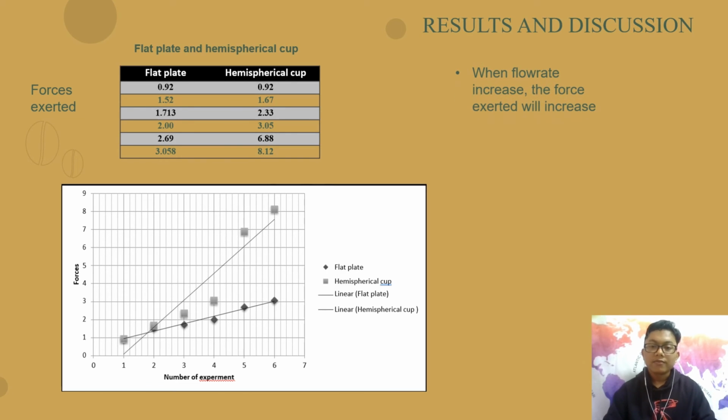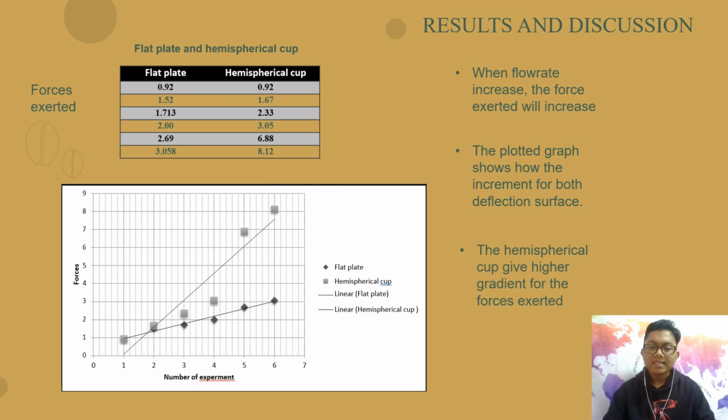So when the flow rate increases, the force exerted increases. The plotted graph shows the increment for both deflection surfaces. Although both surfaces are different, both show an increment of force exerted on that particular object. And lastly, the hemispherical cup gives a higher gradient for the forces exerted.